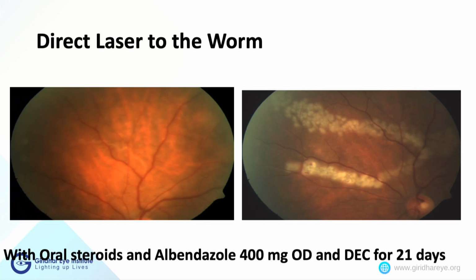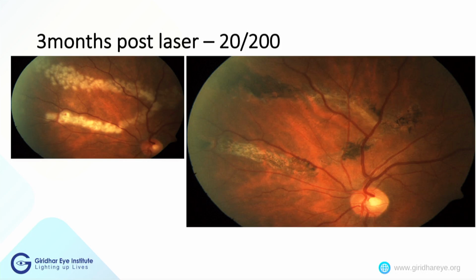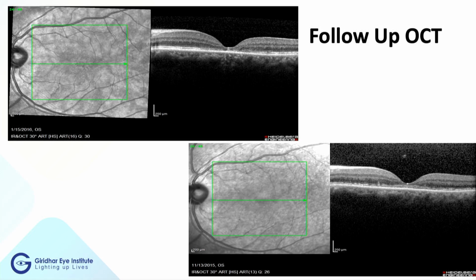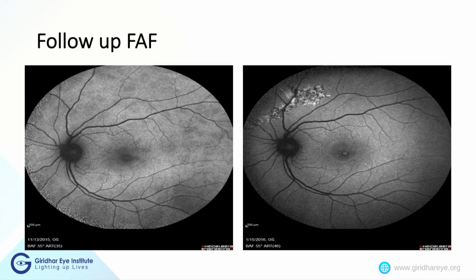Laser was given. Once you start laser, it started moving. So I went back behind the worm and then gave laser. That is the worm going that way, and then ultimately killed it. On follow-up OCT there was recovery of the ellipsoid line, but vision was not improving beyond 6/60.